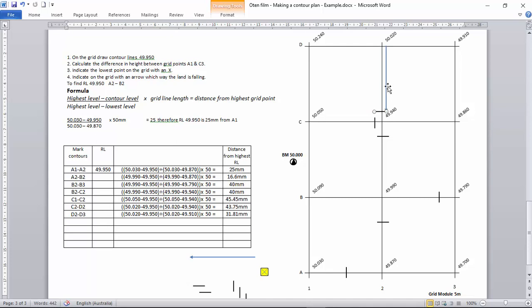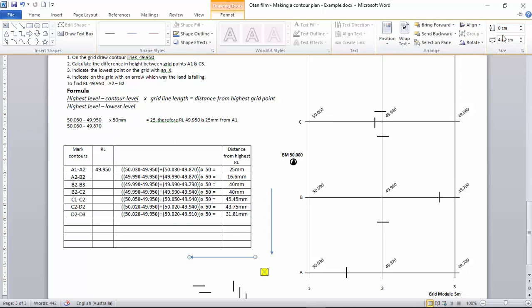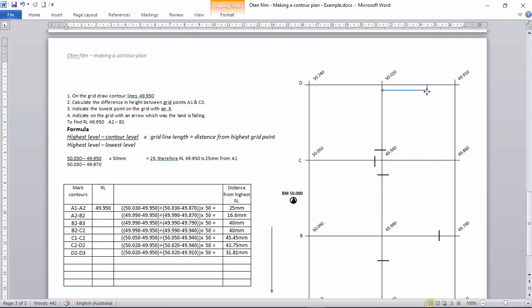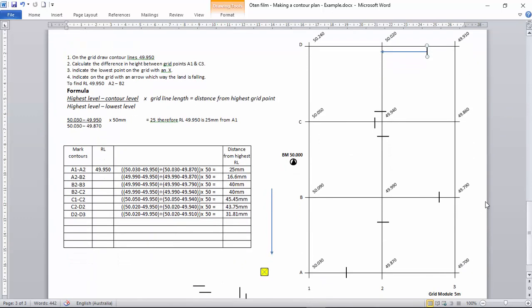Then I have one to go, which is D2 to D3. It's our horizontal line, so I left click, I put in 31.8, I left click, 3.18, enter, and there's our line. I take it up there, don't put it on the line, I grab a tab, put it at the end of the line, and then that's it there.